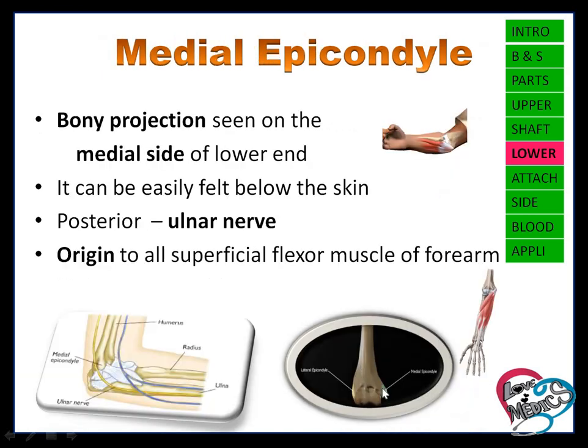Medial epicondyle. It is a bony projection seen on the medial side of lower end and it can be felt below the skin at elbow. Ulnar nerve passes on the posterior aspect of medial epicondyle, and the medial epicondyle gives the origin to all superficial flexor muscle of forearm. So it is also called common flexor origin.